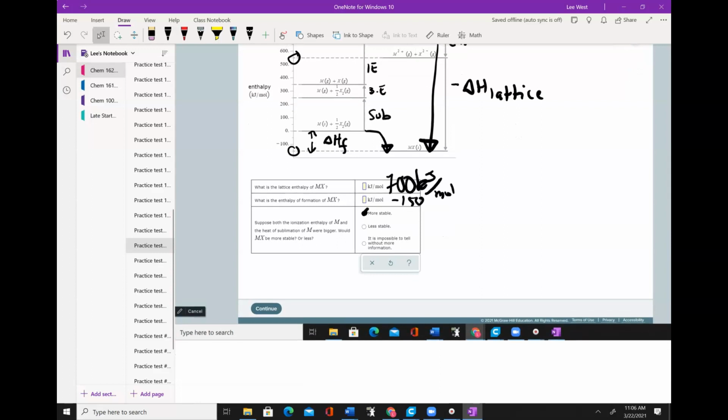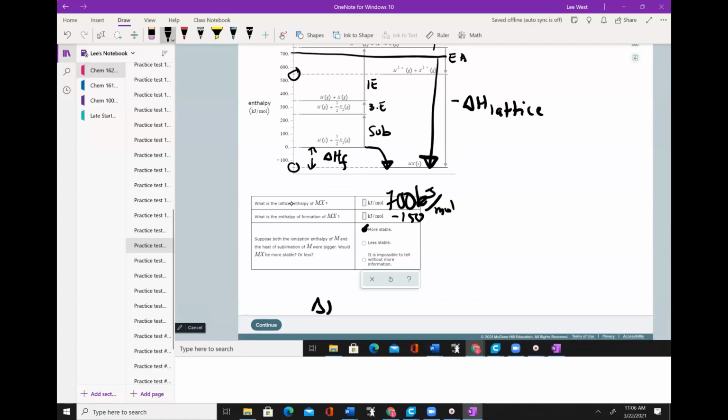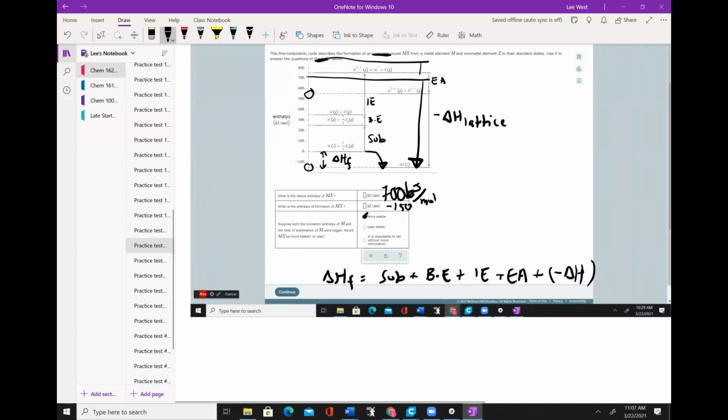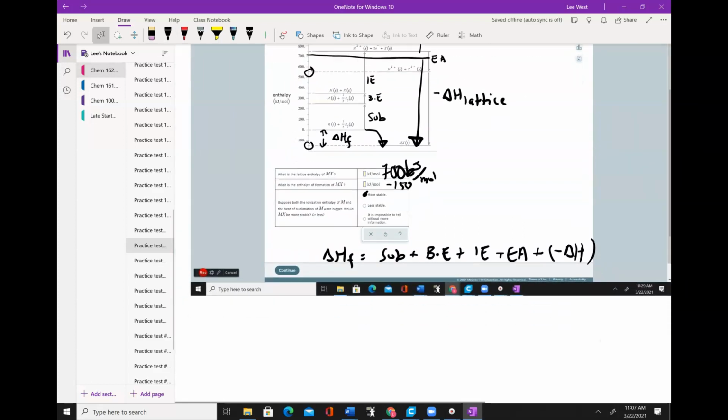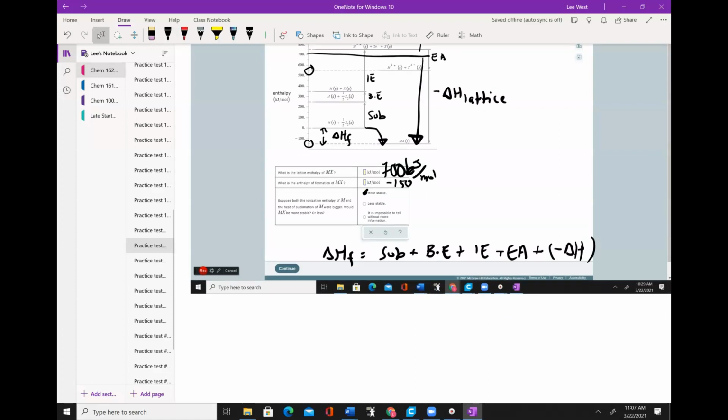Now, there is another way of looking at this. We know that the heat of formation is equal to the sublimation energy plus the bond energy, plus the ionization energy, plus the electron affinity, and then plus the negative of the lattice energy. According to Hess's law, whether you go around those 5 steps or whether you go in one step, they all should add up to the same energy.